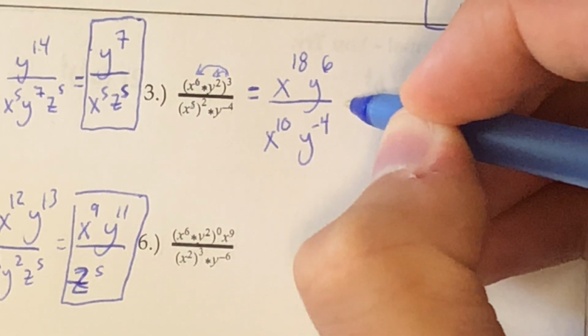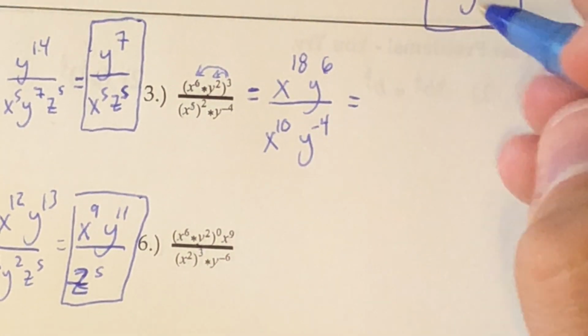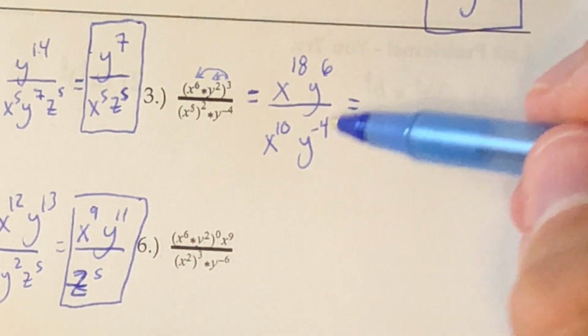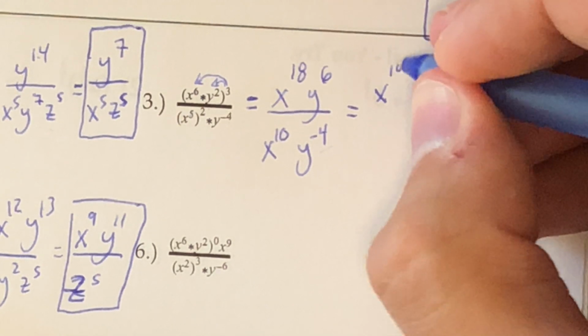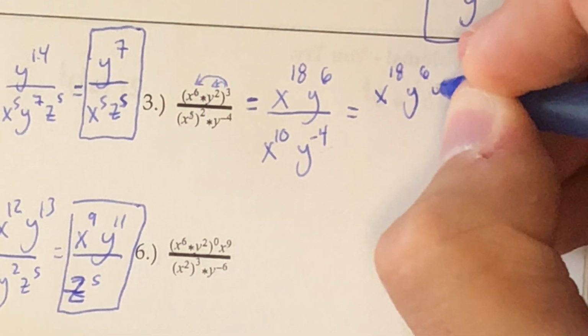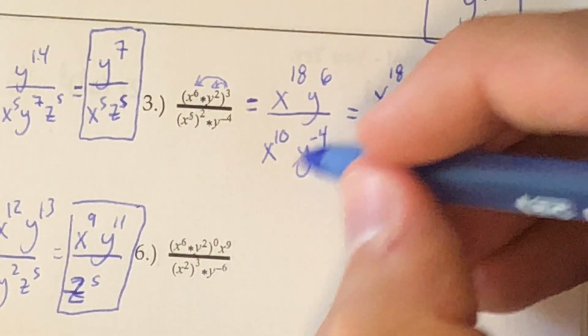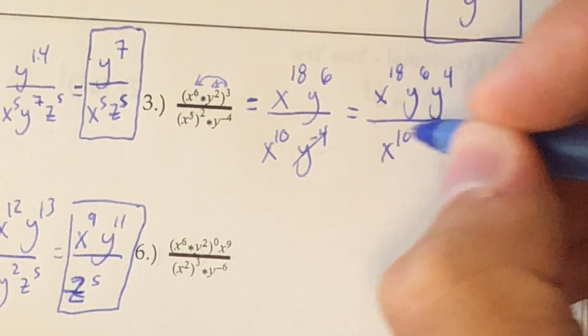And then we've got that y to the negative 4. So negative 4, remember, whenever you've got a negative exponent, we don't like that. So what we're going to do is bring that up top here. So we have y to the 6th. We're going to bring that y to the positive 4 now up top, over x to the 10th.